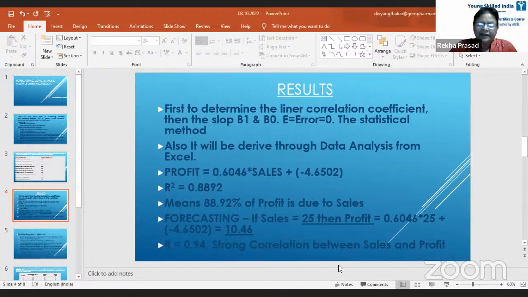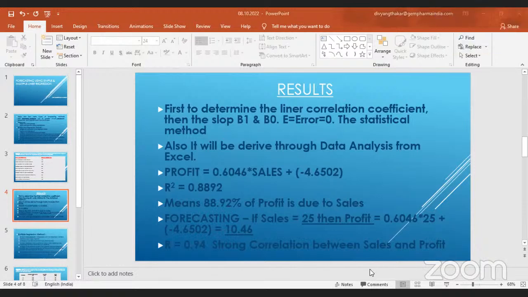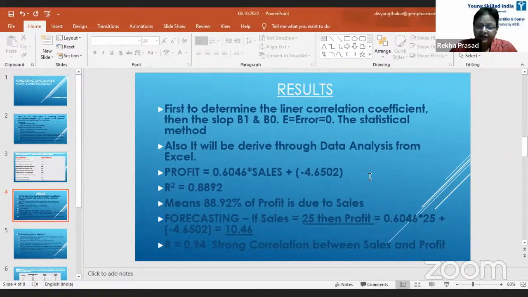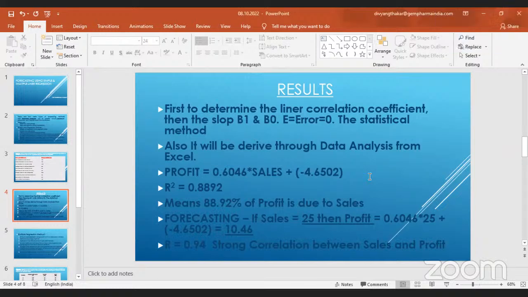Which is the dependent variable and which is the independent variable? Madam, sales is the independent variable and the dependent variable is profit.